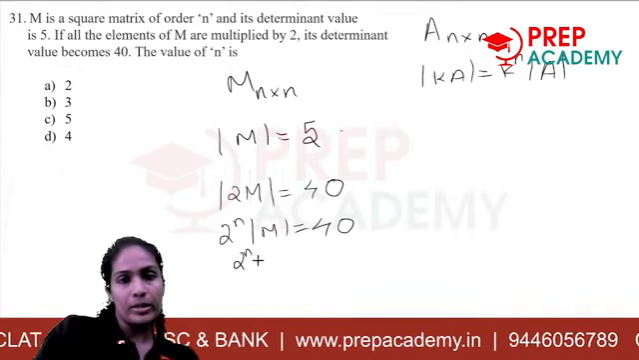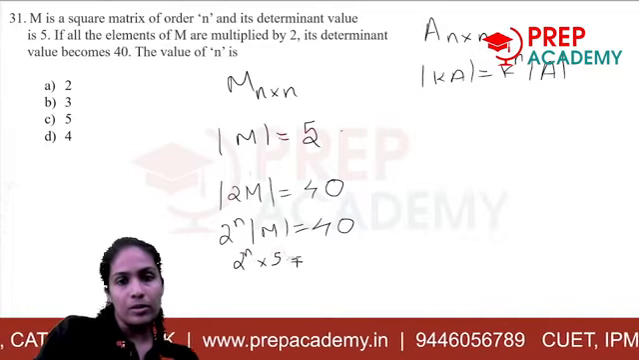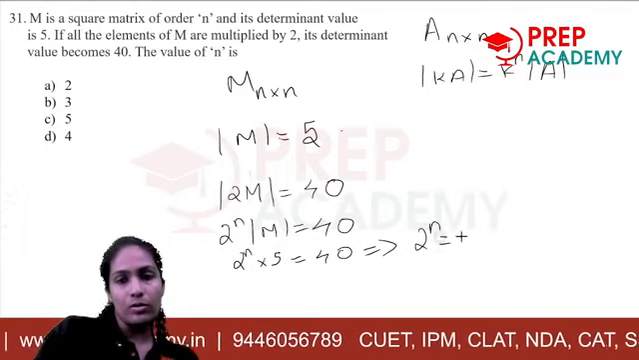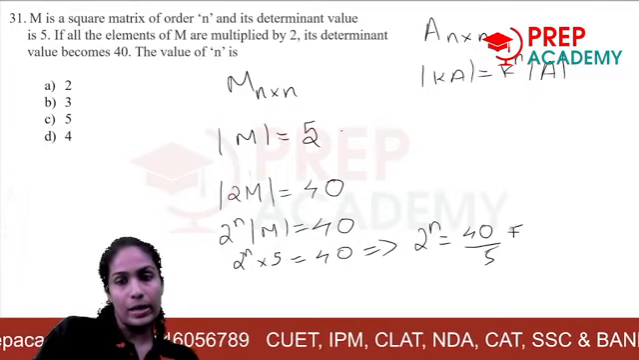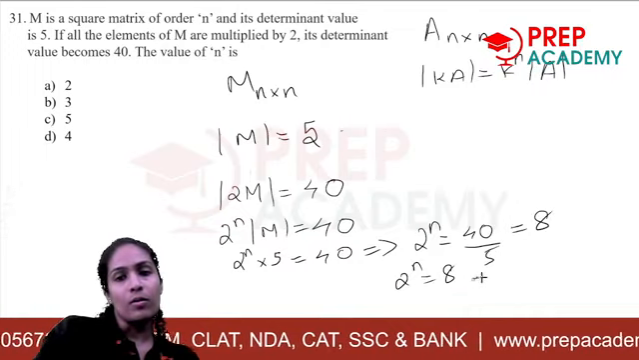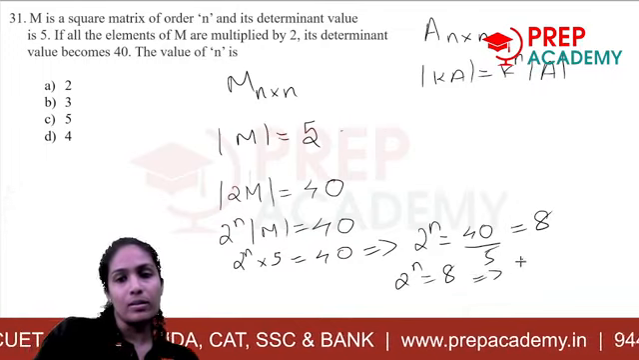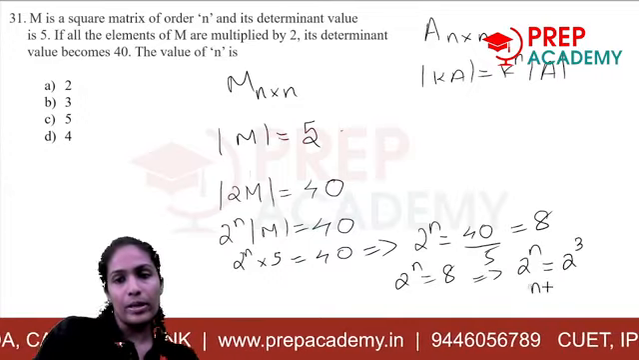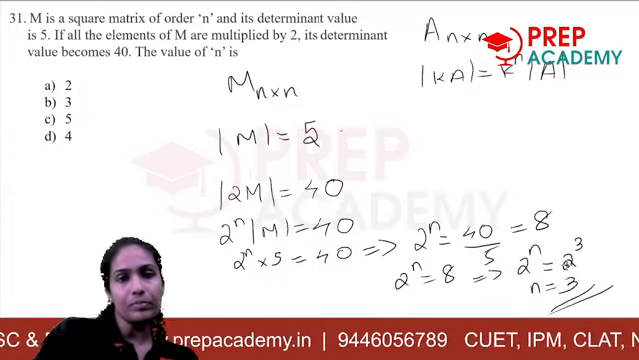But the determinant of M is 5, so 5 times 2 raised to n is equal to 40, so 2 raised to n is equal to 40 by 5, which is equal to 8. 2 raised to n is equal to 8. 2 cubed is actually 8, so 2 raised to n is equal to 2 cubed. So n is equal to 3, option B.